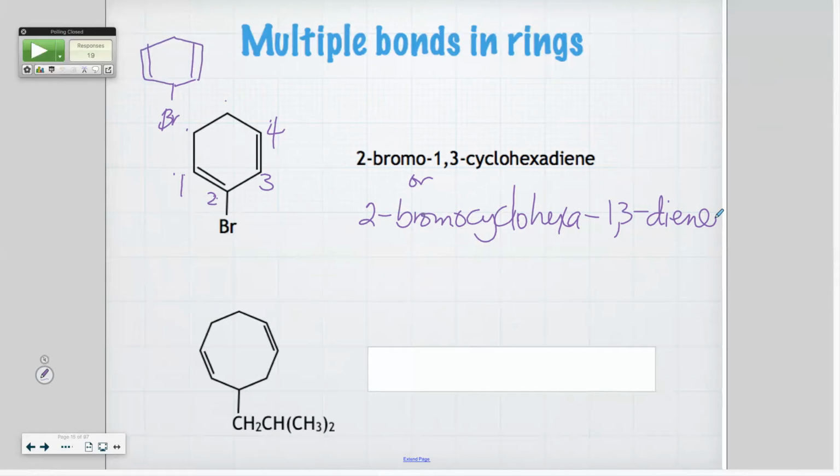Okay, so how do you think we're going to do that top one? What carbon do you want to be one? I feel like it matters. Do you want this one to be one? No, it's got to be this one or this one, right? Correct. Okay, so if I start over here, I'm going to go 1, 2, 3, 4, 5. So it's going to be 3-bromo-1,4-cyclohexadiene.